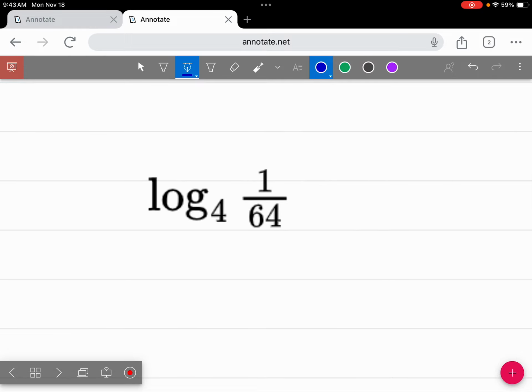Okay? So for the next one, log base 4 of 1/64. 4 to what power is 64? -3. Okay? We're going to practice more with these tomorrow. We're going to be working with logs a bunch.